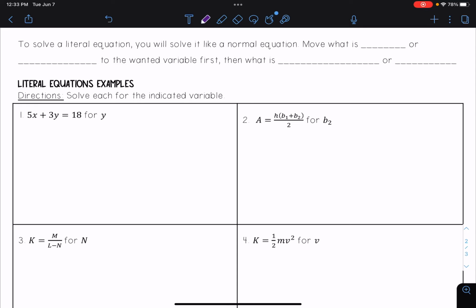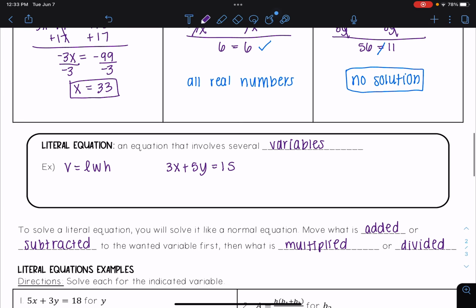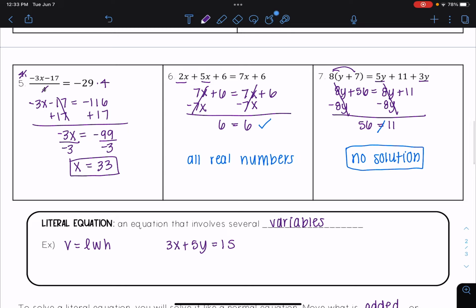So to solve a literal equation, you'll solve it like a normal equation. You're going to move what is added or subtracted to the wanted variable first, then what is multiplied or divided. Unless you have one of those special instances where the whole thing is being divided by a number, then you would multiply first. Like for an example, like number 5.